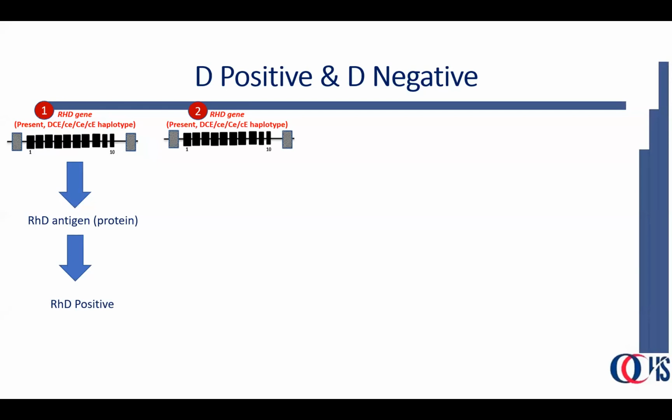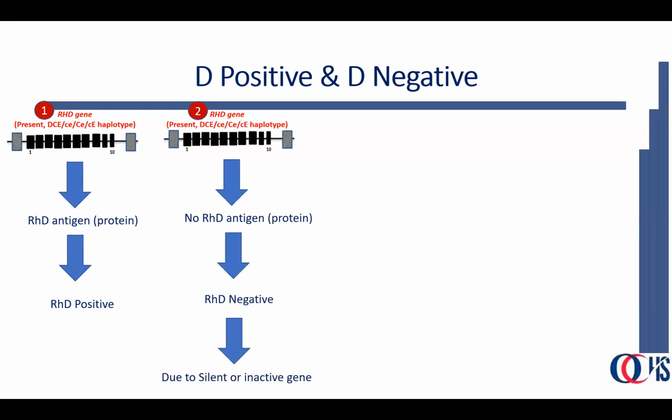Scenario 2, where there is the RhD gene, but there is no RhD antigen production. Though there is the RhD gene, there is no RhD antigen production. So this is RhD negative. One of the reasons for that is a silent or inactive gene. You can see the gene is there, but it is silent or inactive, so that's why it cannot show as a phenotype.